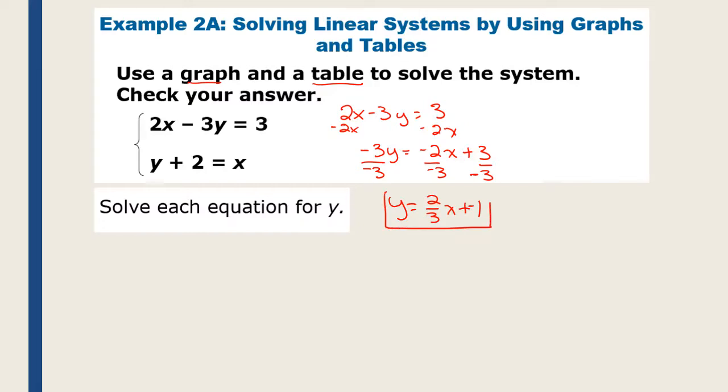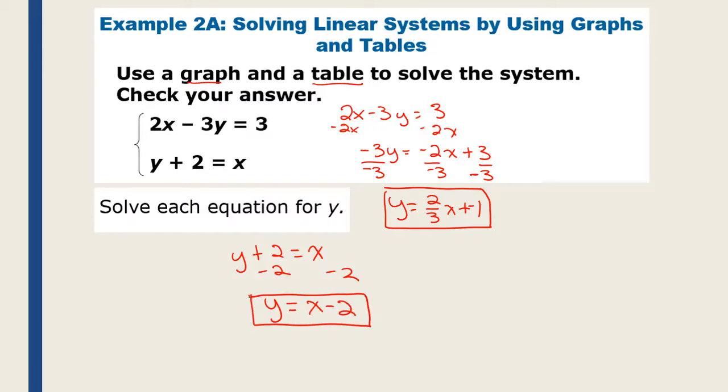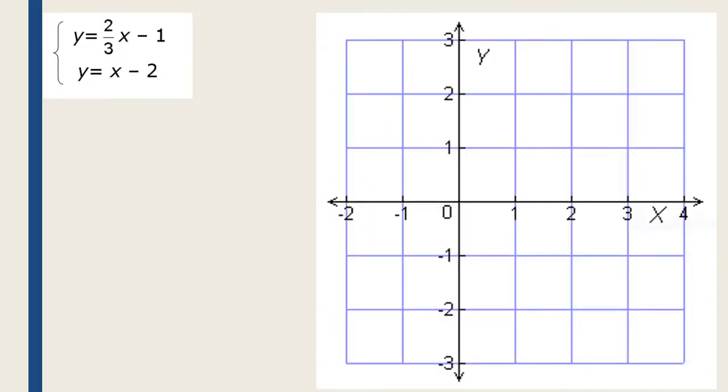Okay, so here's our first equation. The second one's a lot easier. y plus 2 equals x. Let's just subtract 2 from both sides. So we have y equals x minus 2. Now we have two equations written in our y equals mx plus b form, so we can easily use a table or a graph for these. So let's get started.